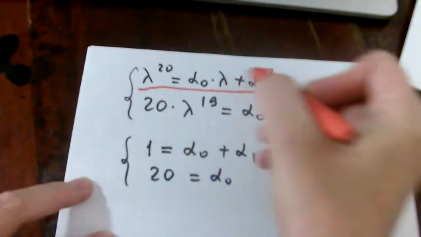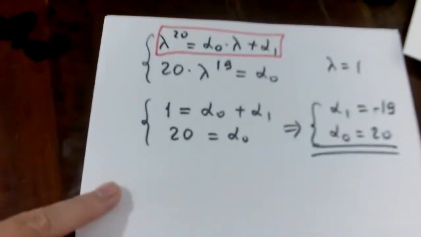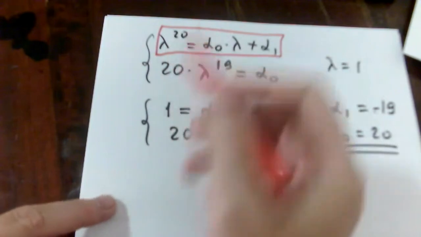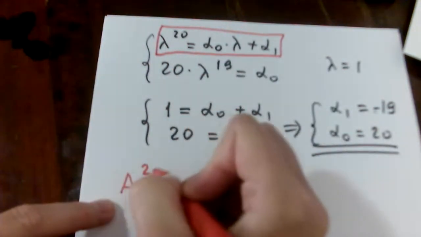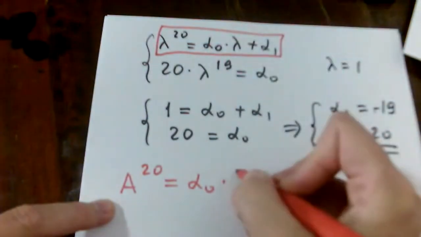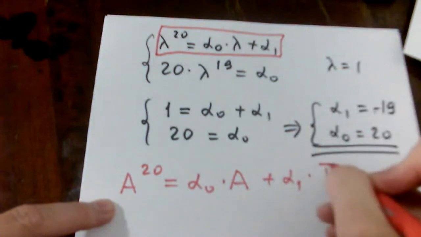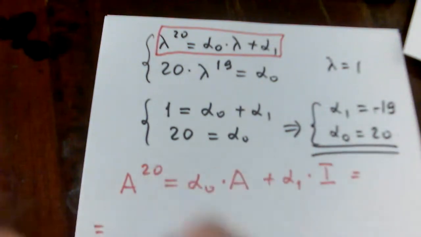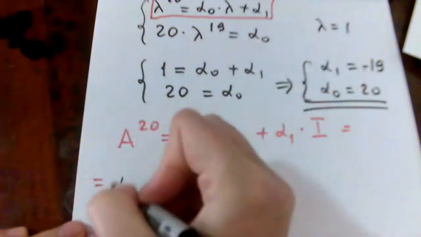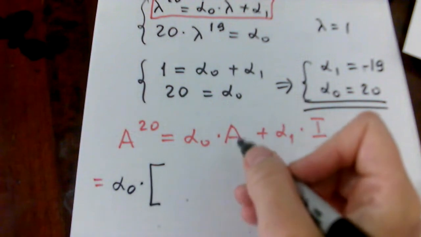So our favorite equation is this one, but we need to rewrite it in a matrix form due to the Hamilton-Cayley theorem. So instead of lambda, I'm substituting A here. A to the power of 20 is equal to alpha 0, copying everything, lambda, instead of lambda A, plus alpha 1 gets copied, and times the identity matrix to adjust the sizes, the dimensions. Okay, and again, just like in the previous example, I'm not in a hurry to substitute alphas. I'm just substituting matrices here.